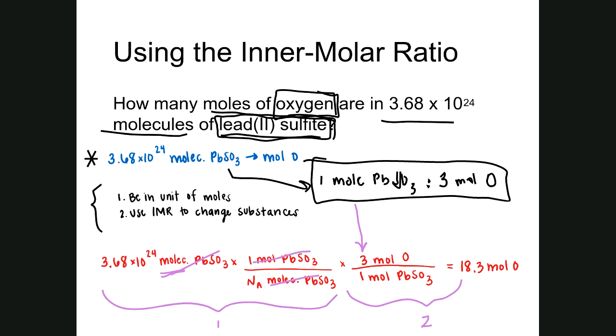So moles of the lead-2 sulfite has to be on the bottom so that our oxygen can be on the top. So now we just do the math across just like we did in chapter 1. So 3.68 times 10 to the 24th divided by Avogadro's number, 6.022 times 10 to the 23rd, times 3, and we get 18.3 moles of oxygen.